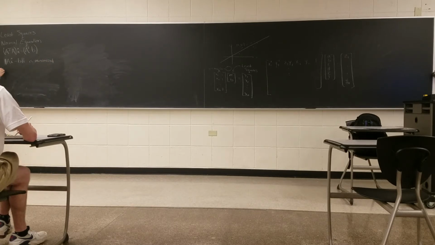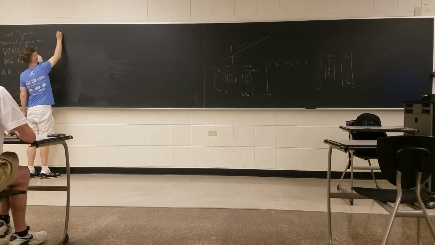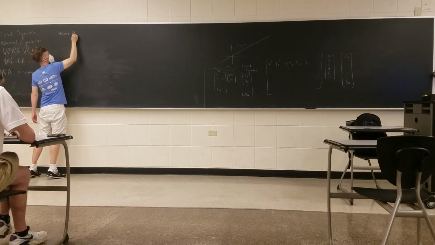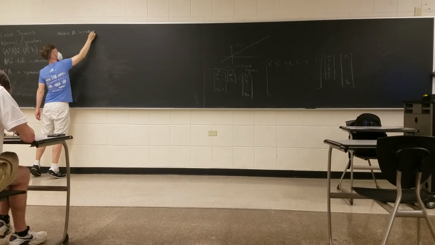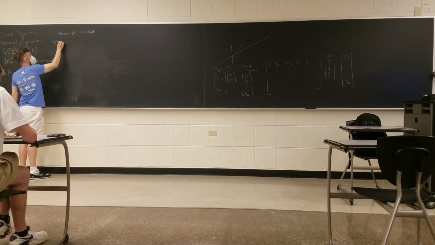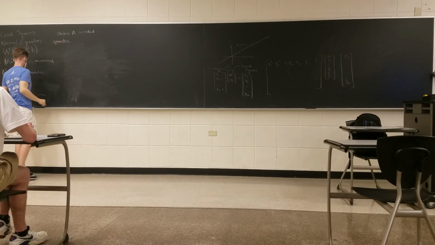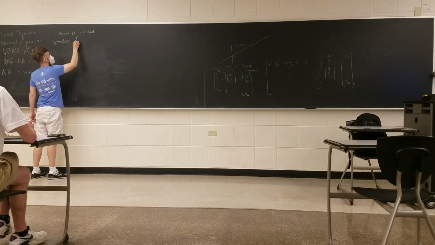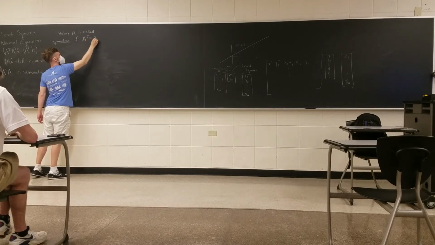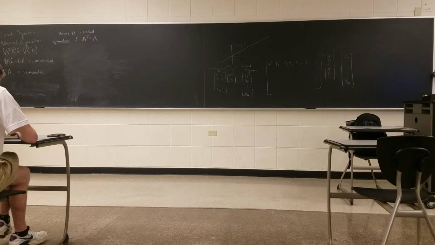And we also talked about how A transpose A is symmetric. So the matrix A is called symmetric if A transpose equals A. So this is a matrix that looks like its upper triangle and its lower triangle are mirror images of each other. It's like you could flip it across the diagonal and the matrix would stay the same.